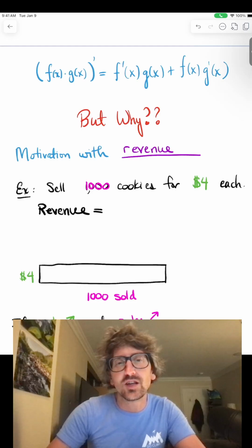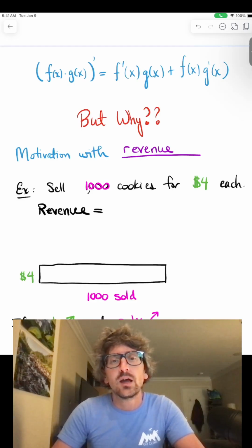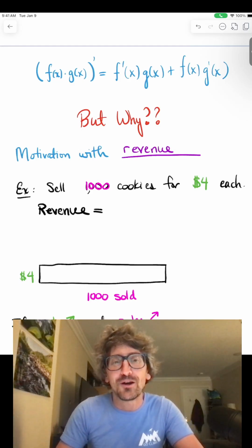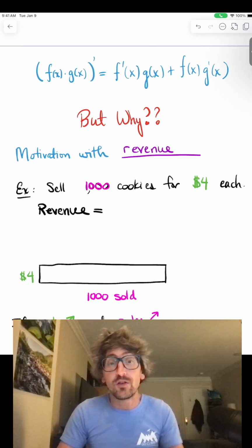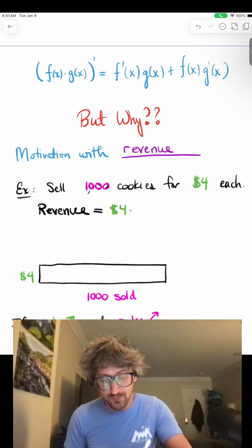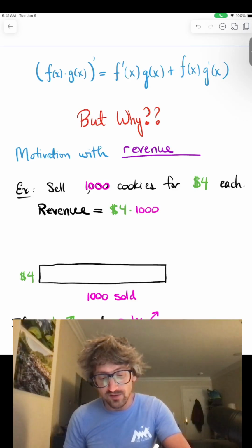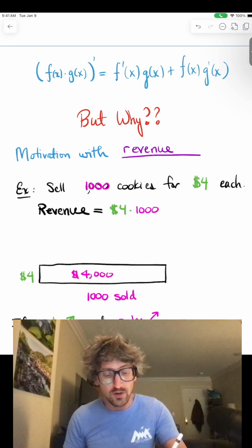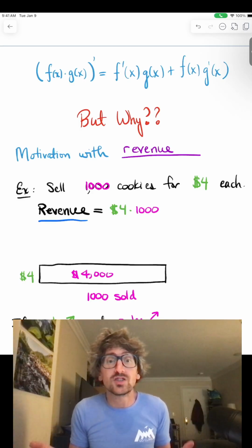So imagine we're selling 1,000 cookies and we charge $4 each. I think that's kind of expensive, but what do I know? If we want to work out our revenue, we just multiply those two numbers together. So we're going to multiply that 4 by that 1,000 sold, and we're going to get a revenue of $4,000. That revenue is at the moment just a number.